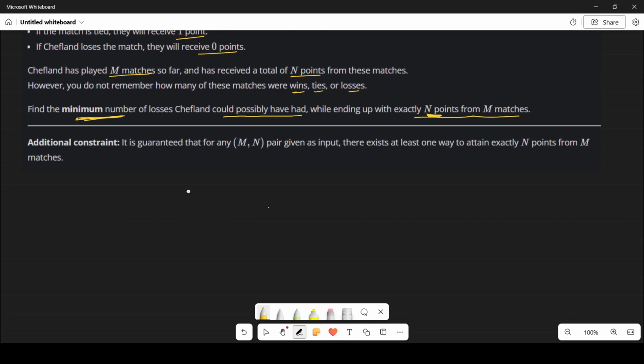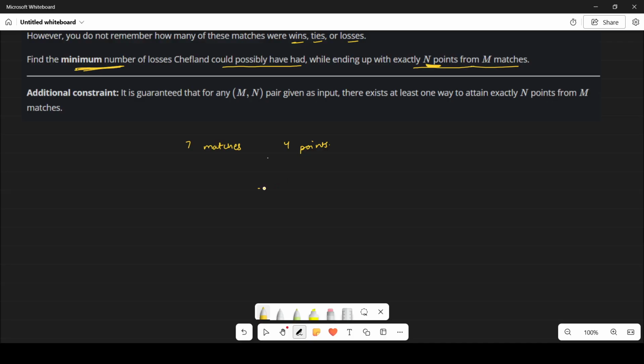Let's say there are 7 matches and you want to score 4 points. So how can you score 4 points such that your number of losses will be minimum? For the 7 matches, if in the first match you win you get 3, and you get 1 if a tie happens, then all others are 0. So in this way you lose 5 times, 5 losses in this arrangement, and you get exactly 4 points.